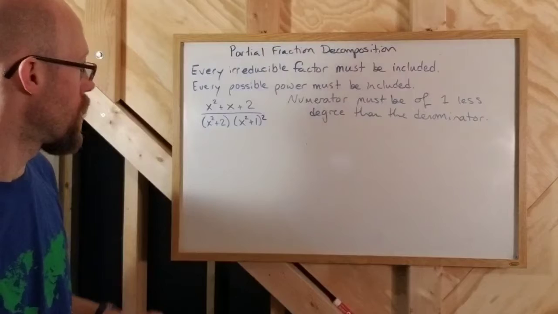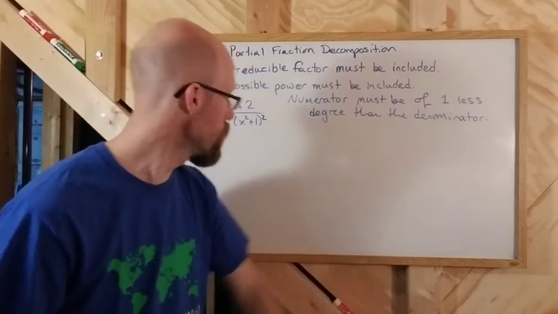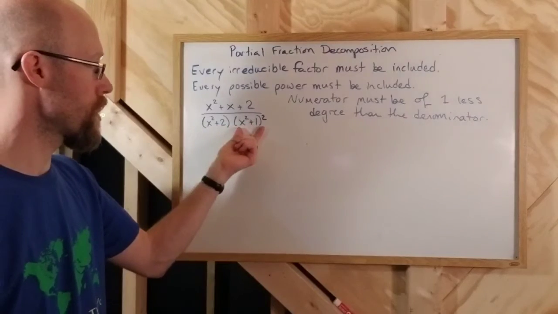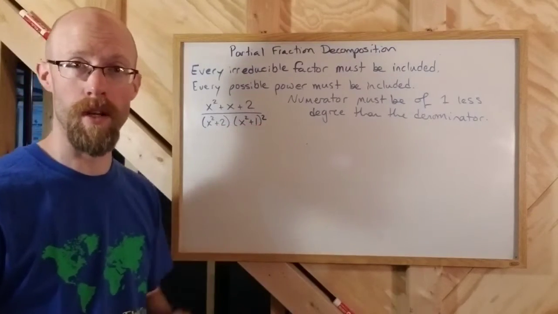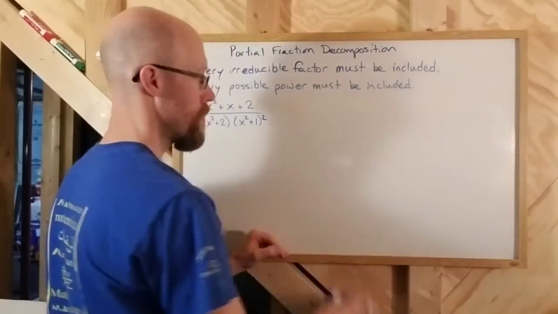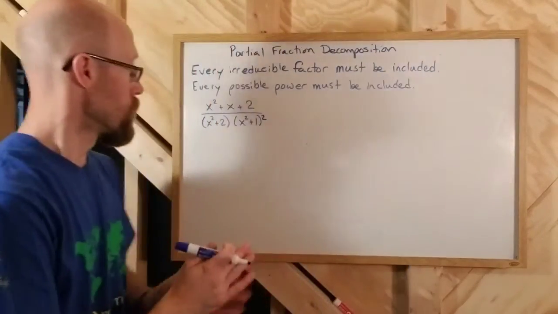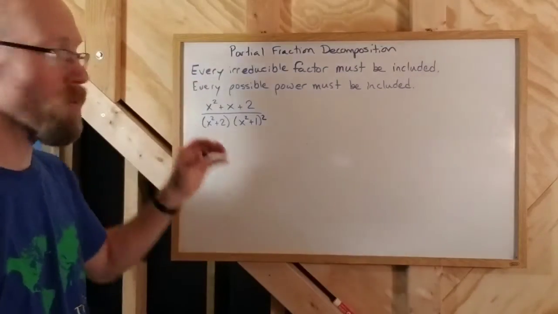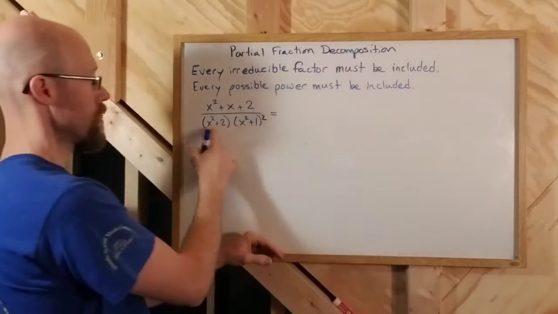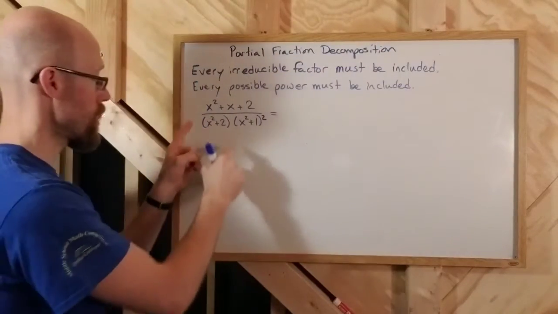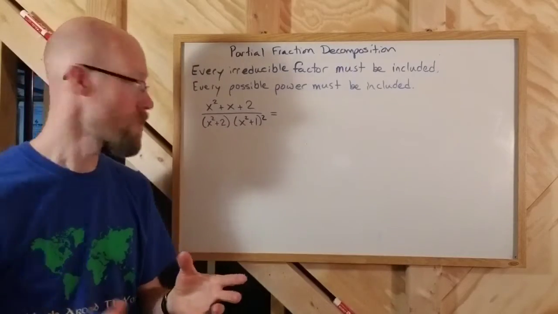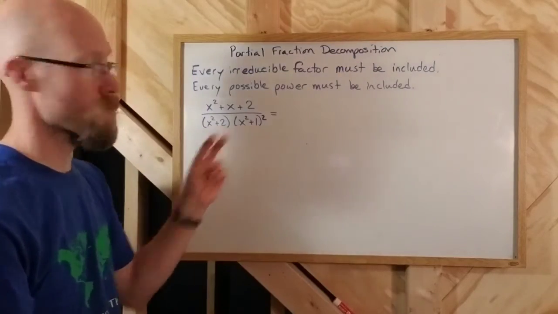I've got x squared plus x plus 2 all over the quantity x squared plus 2 times the quantity x squared plus 1 squared. Now I've got to get rid of this to make some space. So again, these two rules help me to get the denominators. Another thing to notice is that x squared plus 2 is irreducible. I can't factor x squared plus 2. Same with x squared plus 1.